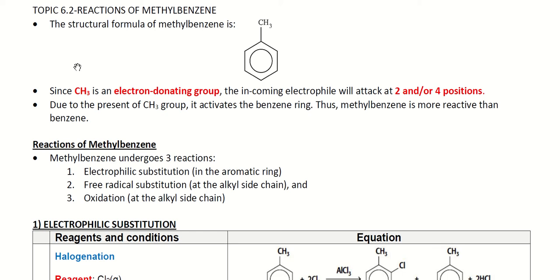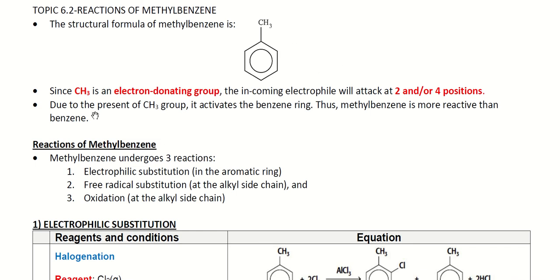Where should be the positions of that electrophile? So let's move on to the reactions of methylbenzene. Now first one, this is the structure of methylbenzene, where the CH3 is methyl and it is attached to your benzene. So you call this structure methylbenzene.